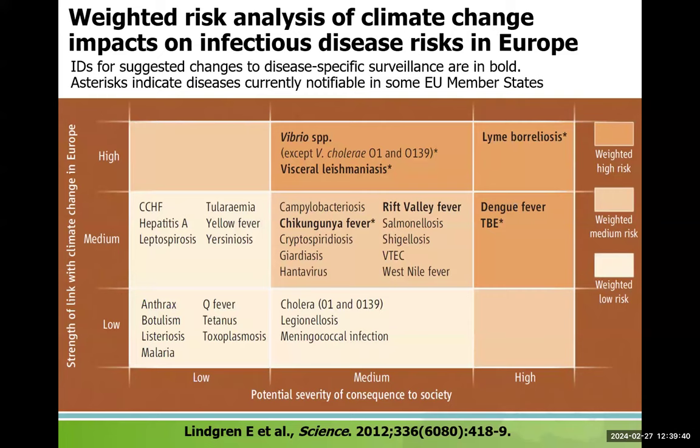However, if the impact from that pathogen is high, and we rank it against the potential severity of consequence to society, with low, medium, and high, then we get this weighted risk analysis where we rank these pathogens against the link with climate and impact on society, and we get a more differentiated analysis of what needs to be done. And we basically discovered that several of the pathogens that are strongly linked with climate change are in fact not adequately surveyed in Europe or not reportable by law at all.